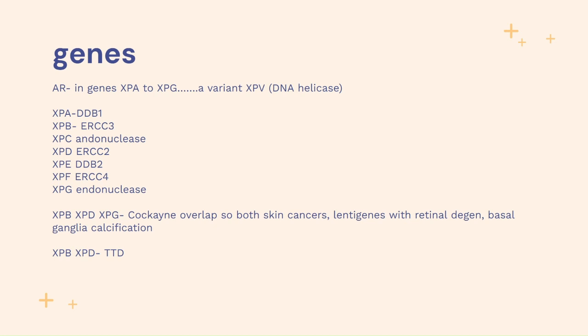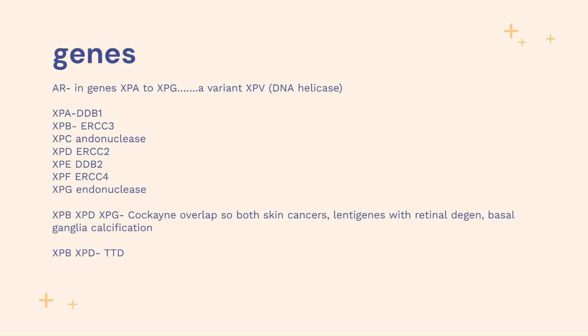Going into the genes a little bit, this is hard to memorize, so just do what you can. But here are the different genes that are described: autosomal recessive in XP. So XPA is DNA binding 1. XPB is excision repair ERCC3. XPC is that's supposed to be endonuclease. So just like XPG, XPG is endonuclease. XPD is ERCC2. XPE is DDB2. XPF is ERCC4.